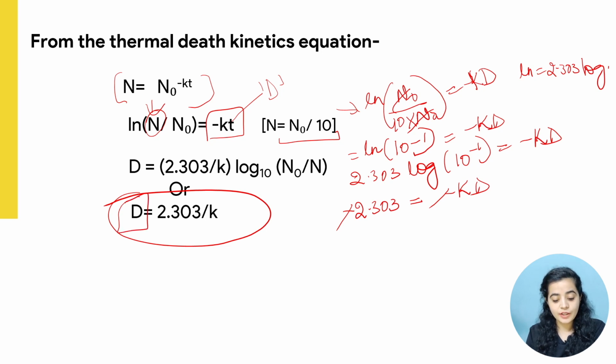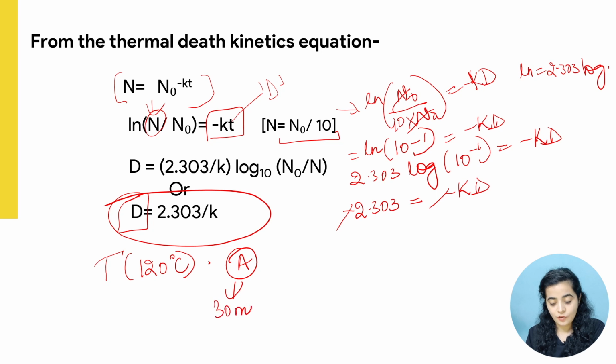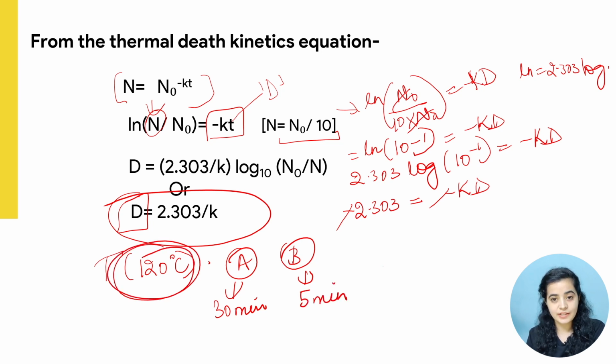Now this D value is temperature specific, we all know. Also it helps us to study how effective the sterilization is. For example, at a specific temperature, say 120 degrees Celsius, a specific bacterial population A has a thermal decimal reduction time of 30 minutes, whereas a population of B has a D value of 5 minutes. So we can say that 120 degrees Celsius is more effective for sterilization of the population of B. So this is how the D value tells us how effective the sterilization is.